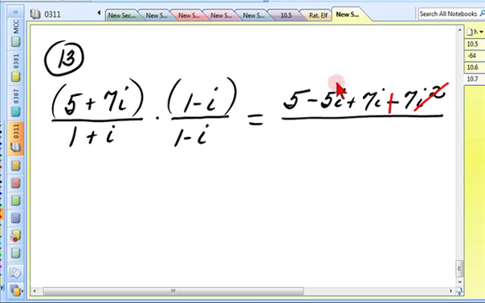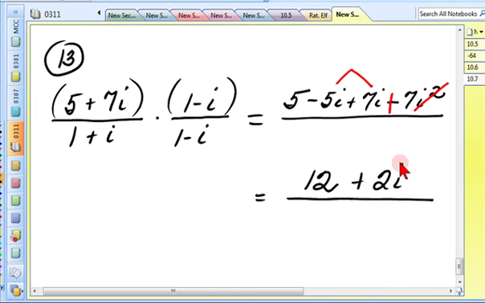And I have like terms here with the outers and inners, don't I? So I'm going to go to another line, and I hope it doesn't confuse you that I'm completely finishing the numerator before I look at the denominator. So I have a positive 5 and a positive 7 for the real part of 12. Then I have negative 5i and positive 7i for plus 2i.